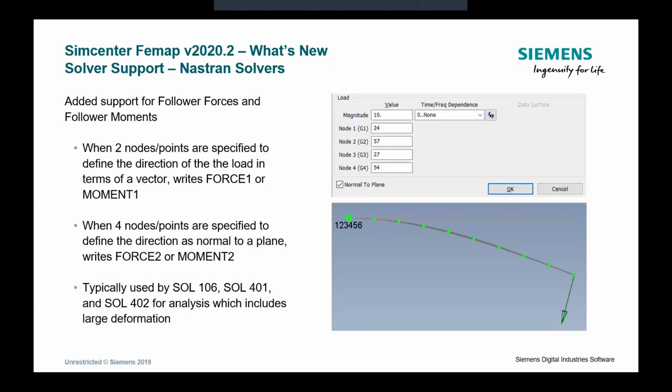Follower forces, again, these were mostly for Nastran. I mean, these were specifically added for Nastran. Now, where do you use these? Well, if you've chosen 2 nodes or points, you'll get a force 1 or a moment 1. If you've chosen 4 nodes or points, you'll get a force 2 or a moment 2. And these are typically used with solution 106, 401, and 402.